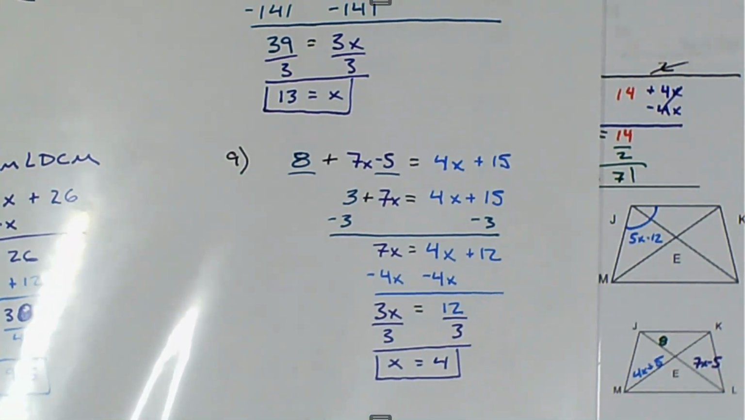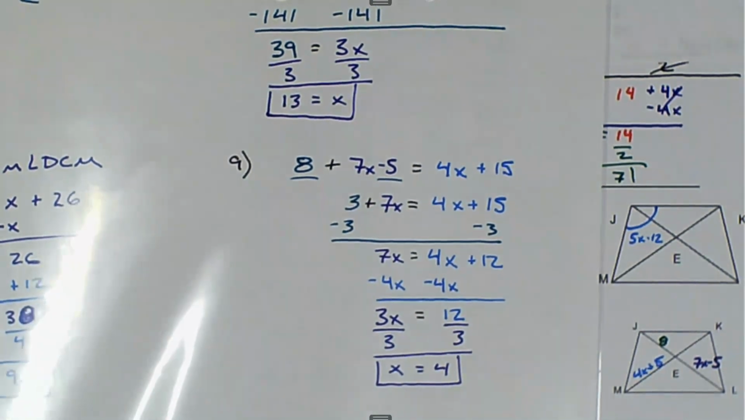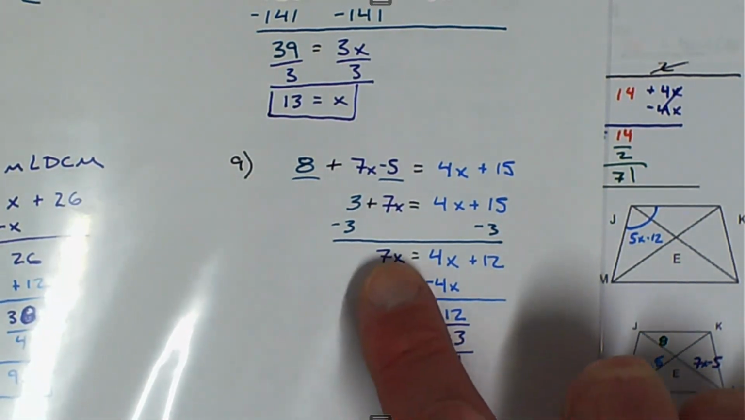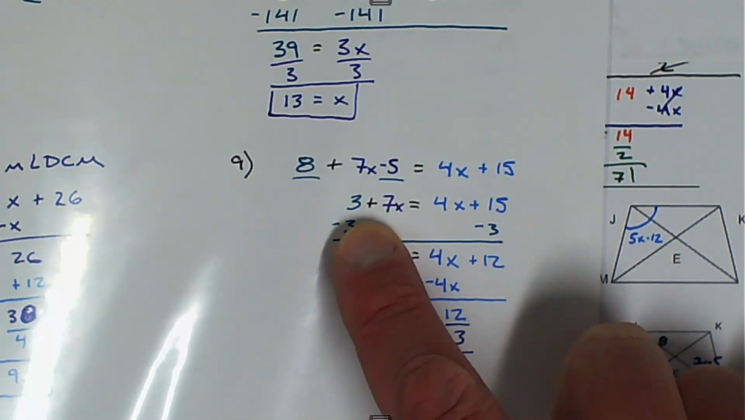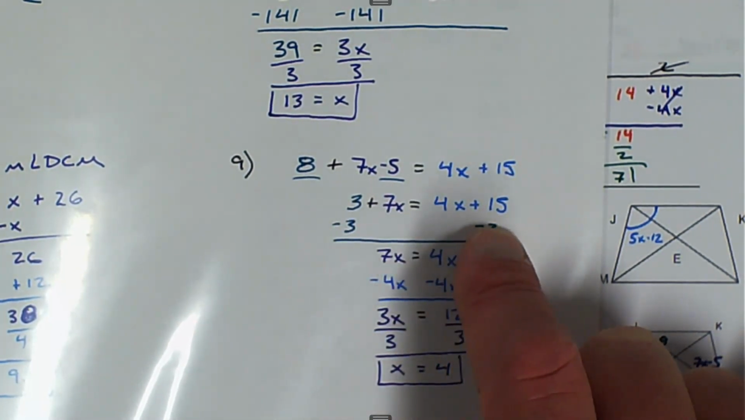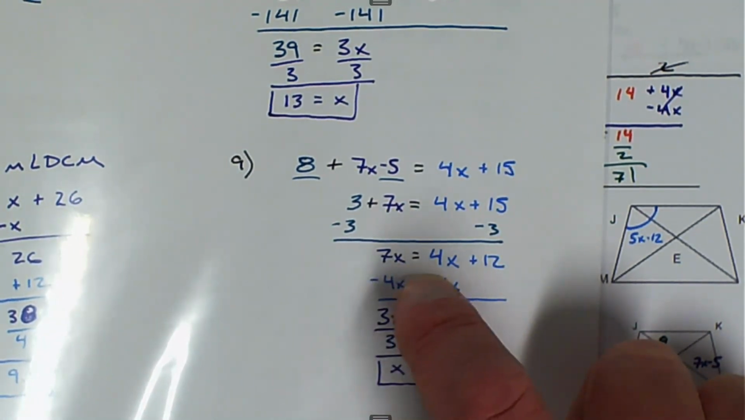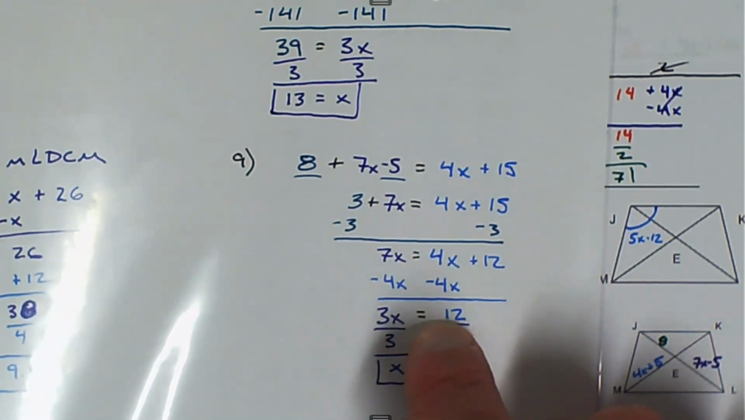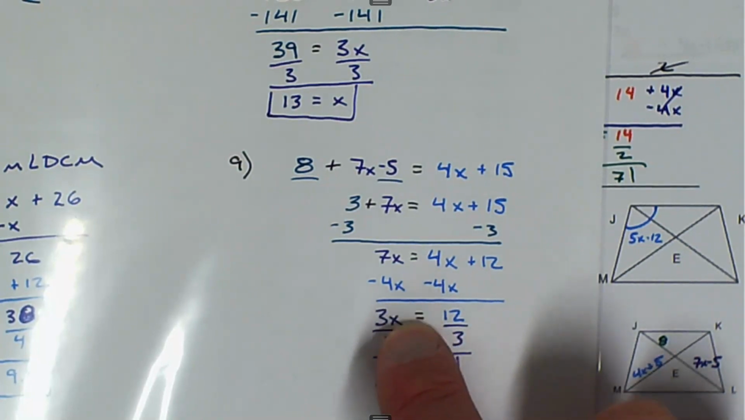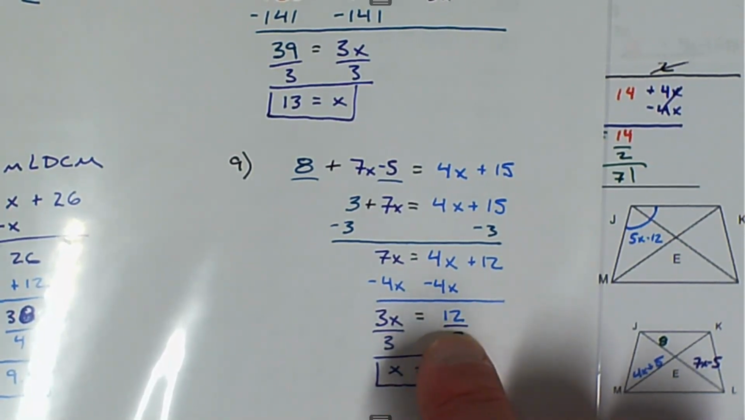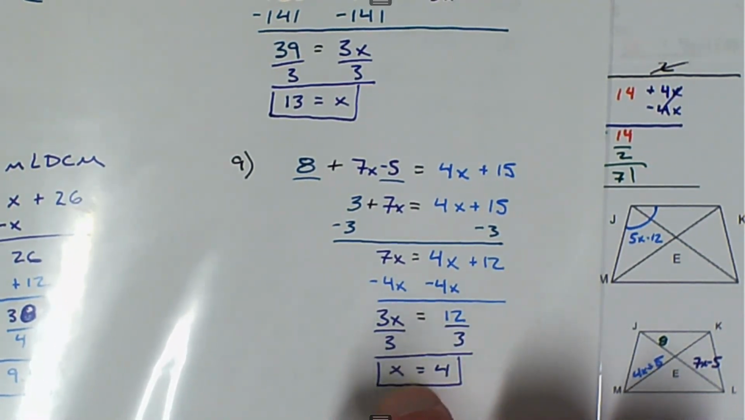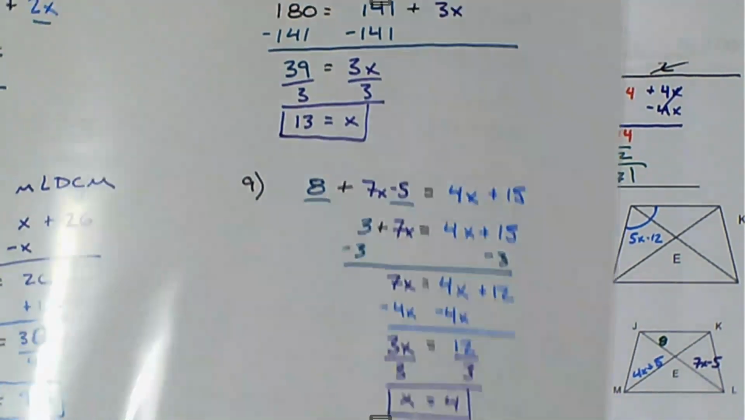We can combine like terms on the left side. So we get 8 minus 5 is 3. Keep the 7x, keep the stuff on the right. Get our constants together, so we subtract 3, and we get 7x equal to 4x plus 12. Get our x's together, we subtract 4x from both sides, and we get 3x is equal to 12. Divide by 3, and we get x is equal to 4 for number 9.